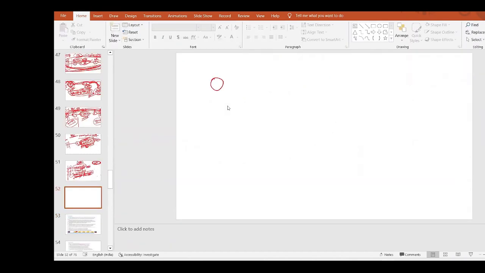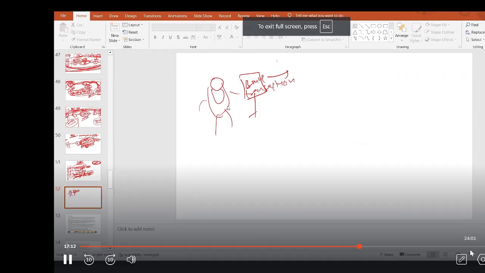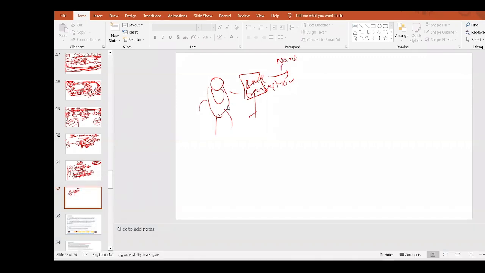Like this is you, okay, and you are doing one bank transaction, right? You are just trying to transfer some money into your friend's account or some other account. So what information is required? It requires name, bank account number, right? And money, how much amount. So these three pieces of information are mostly required for any bank transaction.